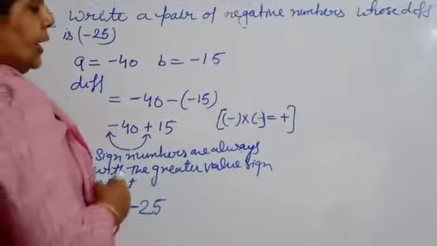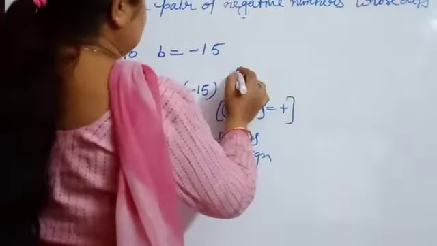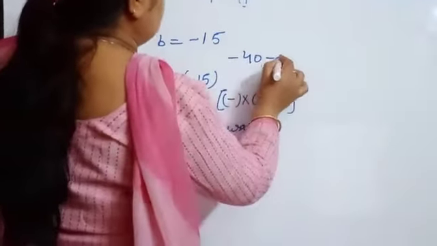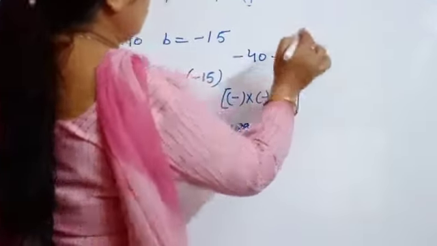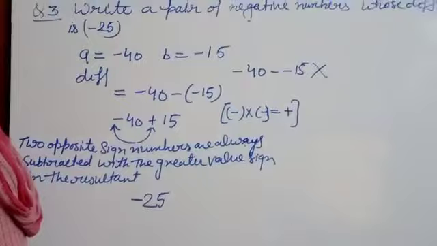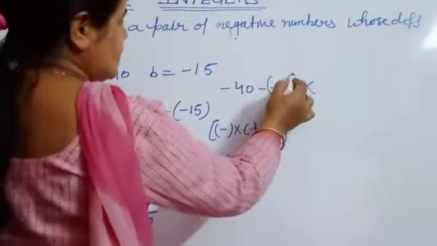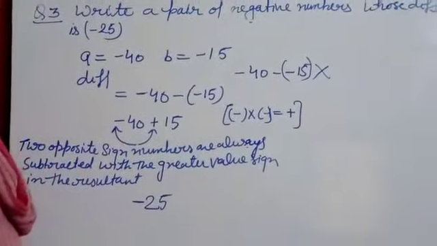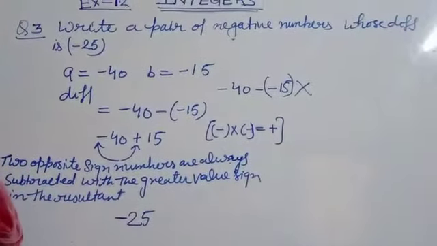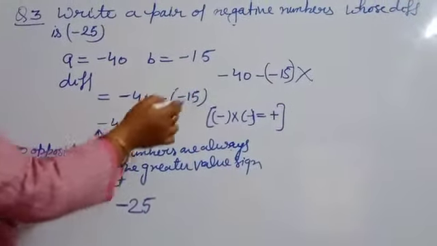Many children, again I am showing you, write it like this: minus 40 minus minus 15. This is the wrong way to write. You will not write in this way. Whenever two signs come together, the second value should always be inside the bracket. You have to do this yourself automatically.